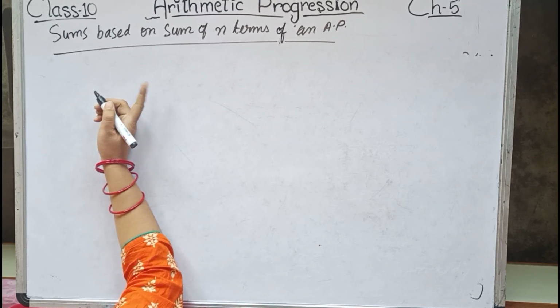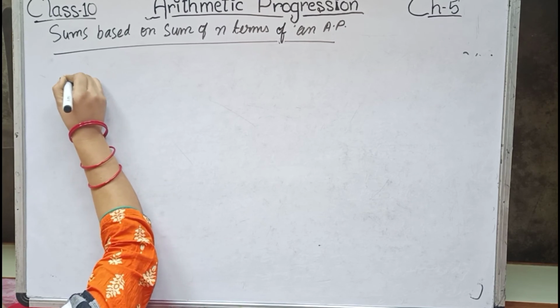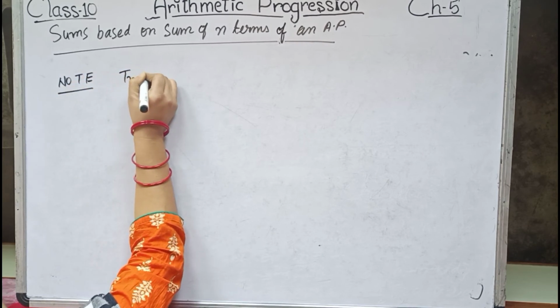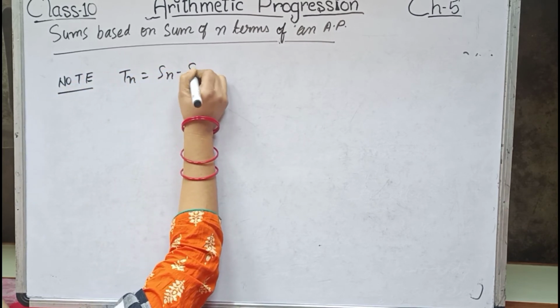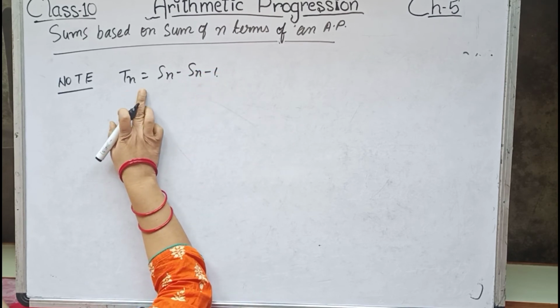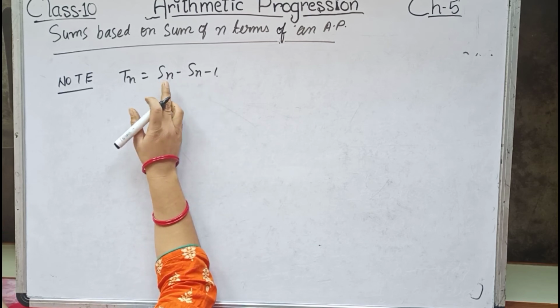So let us move. Before going to the exercise, one formula you remember, children. You can write this in the note part. So note you can write Tn equals Sn minus Sn minus 1. That is, nth term of an AP is equal to sum of n terms of an AP minus sum of n minus 1 terms of an AP.